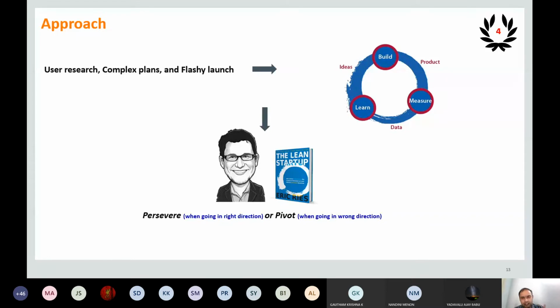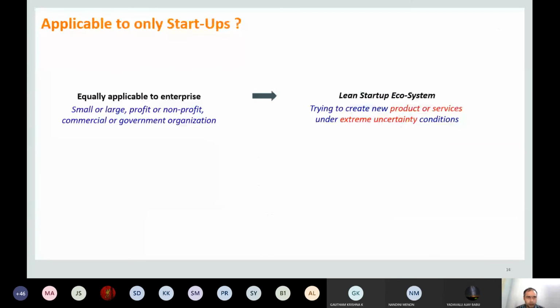Therefore, you can achieve the vision of your business correctly. Okay. So why then? There's a question whether these principles are applicable only to startups. No. Normally what they believe is that it's only for small scale, or only for enterprises. No, it's not like that. It is for everyone. You can make profit or non-profit. It can be a government organization, or a commercial or a private organization.